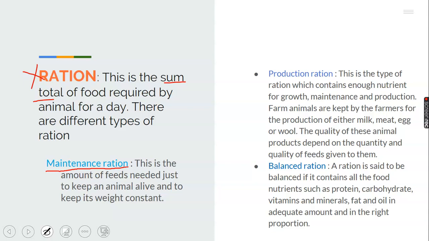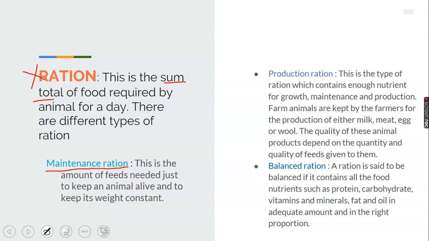If animals are not given maintenance ration, there will be high mortality rate in the farm. Take note of this, very important. Maintenance ration is given to them in order to keep them alive and as well to keep their weight constant. The weight of animals should be increasing, not reducing.